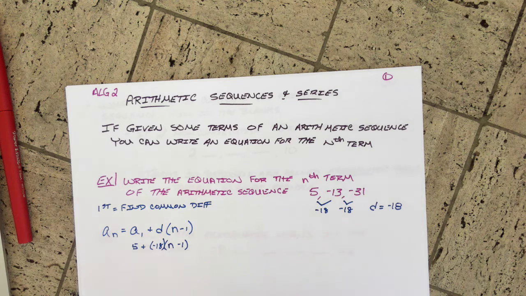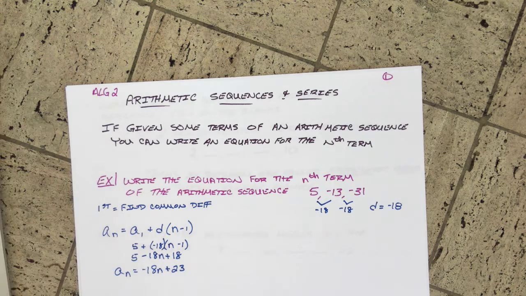So let's figure some things out here. 5 minus 18n plus 18. So as we do this, a sub n will equal negative 18n plus 23. So what we just found is the formula. This one right here describes this sequence.